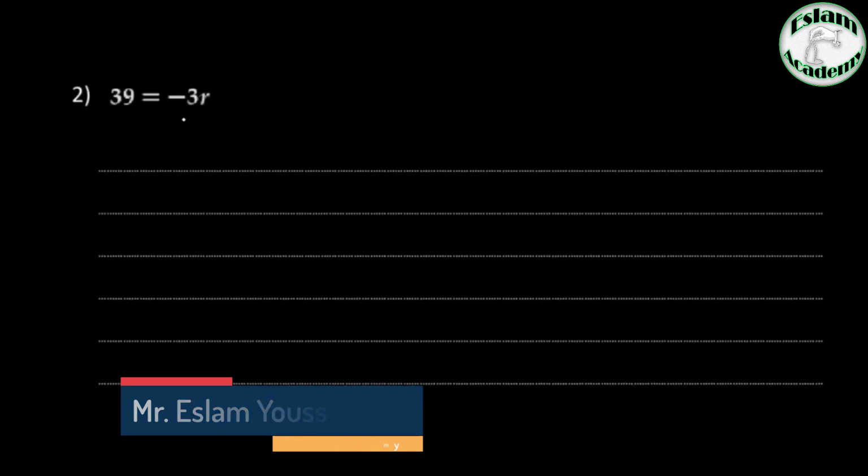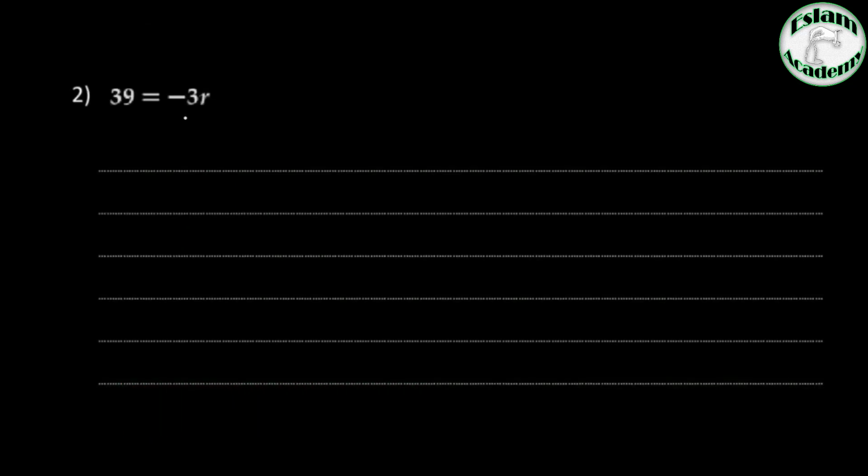Number 2. 39 is equal to negative 3R. If you want to solve, we have negative 3 multiplied by R. So we use the inverse operation, which is division, divided by negative 3 on both sides. Then R equals 39 divided by negative 3, which equals negative 13.